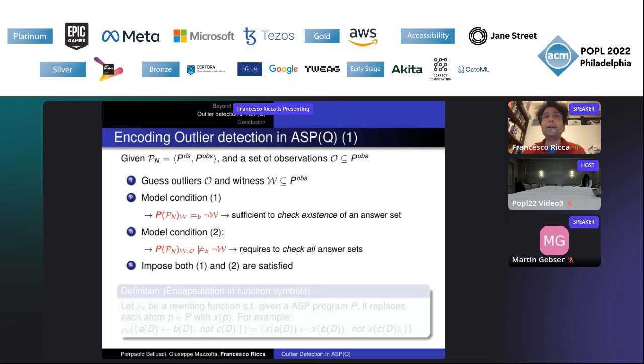Condition 2, instead, we have to check for all answer sets, because you see, this doesn't bravely entail, so there is no model, you have to check for all. And then we impose that both conditions are satisfied.